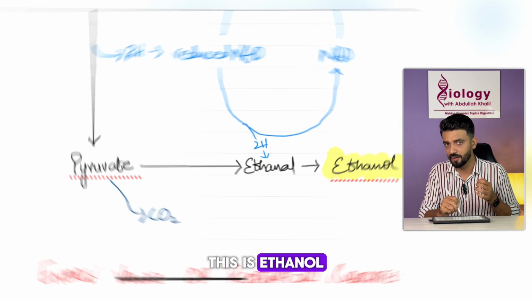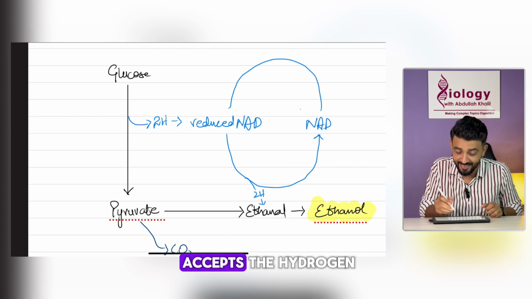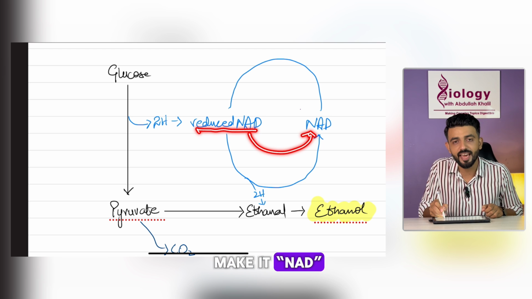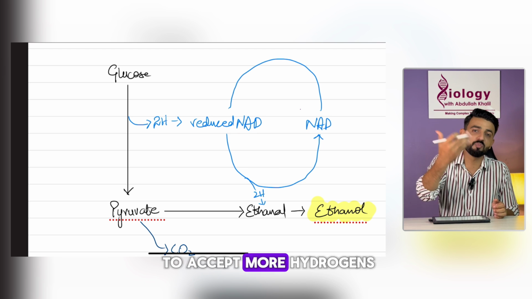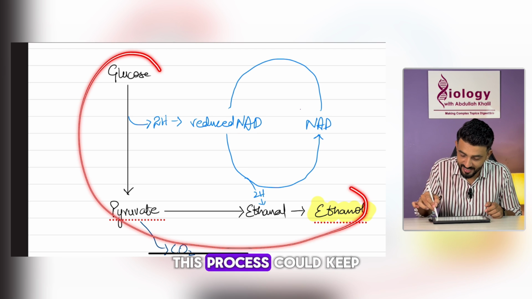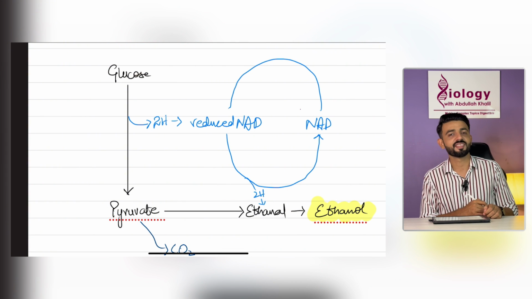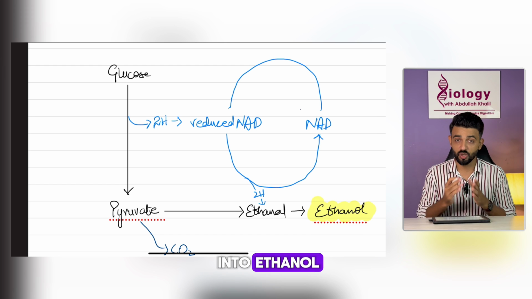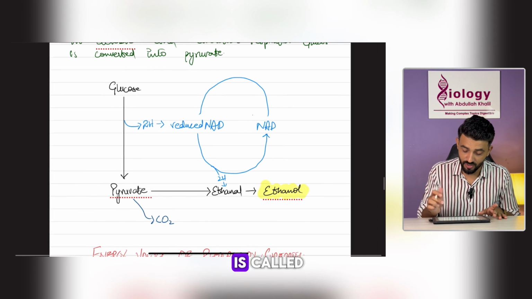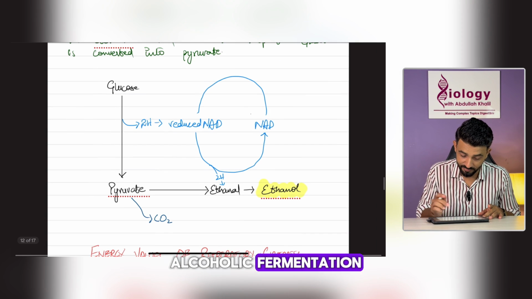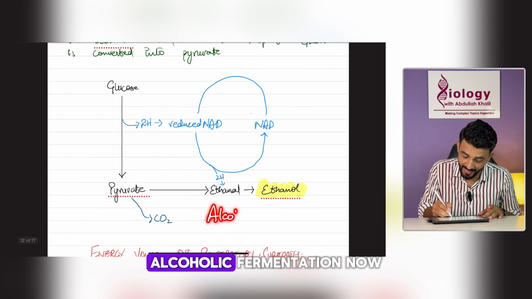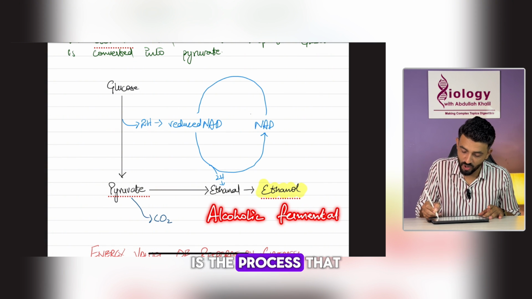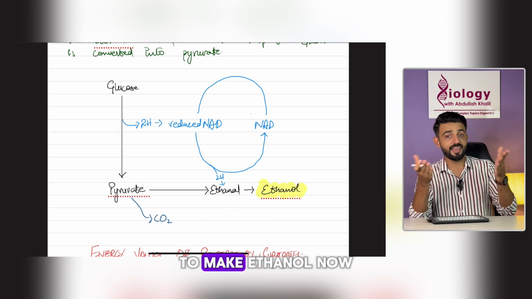This is ethanol. And this ethanol actually accepts the hydrogen from reduced NAD to make it NAD, to make it free, to accept more hydrogens. So this process could keep on running. This is happening in yeast, and eventually ethanal converts into ethanol. That's why this process is called alcoholic fermentation. Now this alcoholic fermentation is the process that is used by industries to make ethanol.